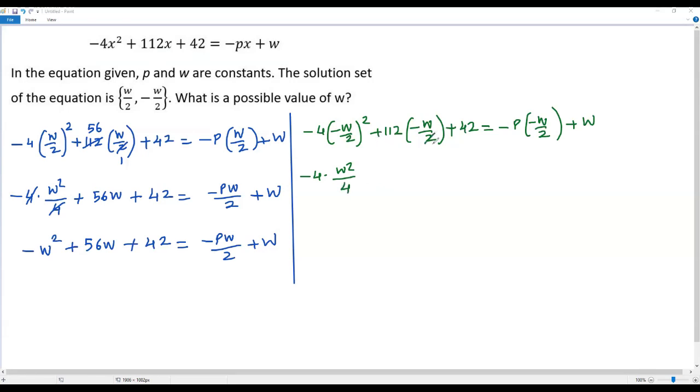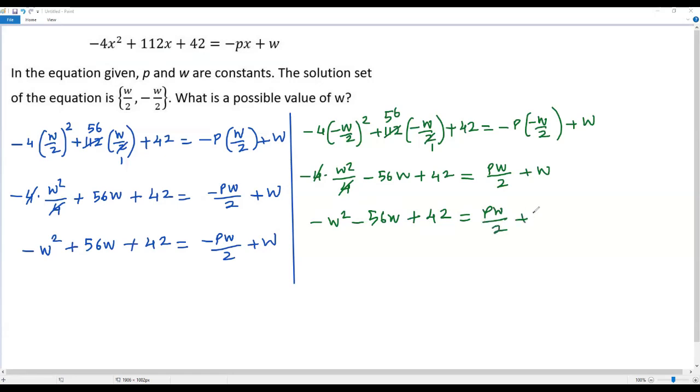And here 2 goes into 2 one time, 2 goes into 12 six times, and positive times negative is negative 6w plus 42 equals, now we can multiply this negative and negative, it will become positive pw over 2 plus w. So here this 4 will cancel out. Then I'm getting negative w squared minus 6w plus 42 equals pw over 2 plus w.